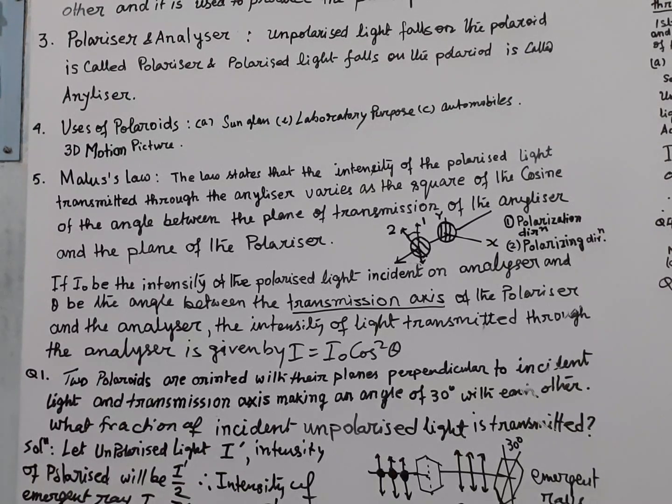Now, solution: let the unpolarized light intensity be I dash. The intensity of polarized light will be I dash by 2. The intensity of the emergent ray coming out from the analyzer will be I equals I dash by 2 cos square theta. Here theta is 30 degrees. So, I dash by 2 times cos 30, which is root 3 by 2, squared. Simplifying this, we see that I by I dash will be 3 by 8, that is 37.5%. The transmitted light will be only 37.5%.